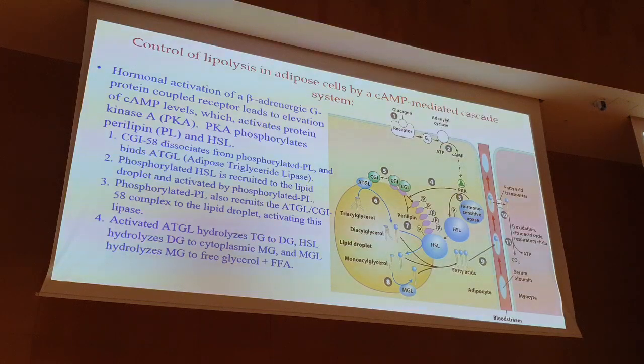So ATGL activated will convert TGs into diglycerides. Hormone-sensitive lipase activated will convert diacylglycerol, or DGs, into monoacylglycerol. And then lastly, right at the bottom, where you see number 8. Can you see number 8? You now convert monoacylglycerol using the monoglycerol lipase into glycerol and fatty acid.